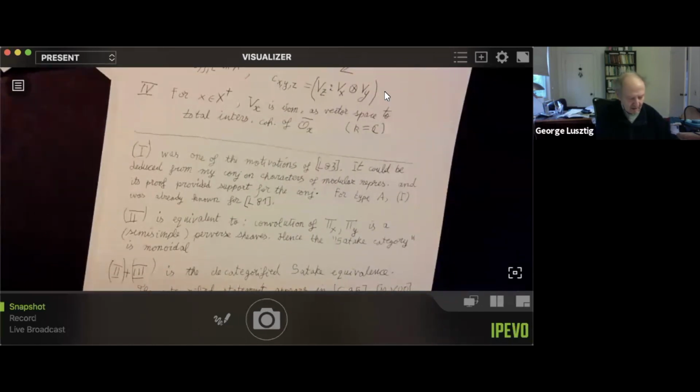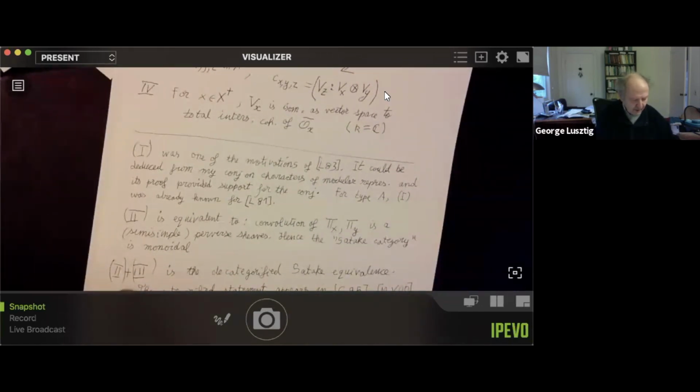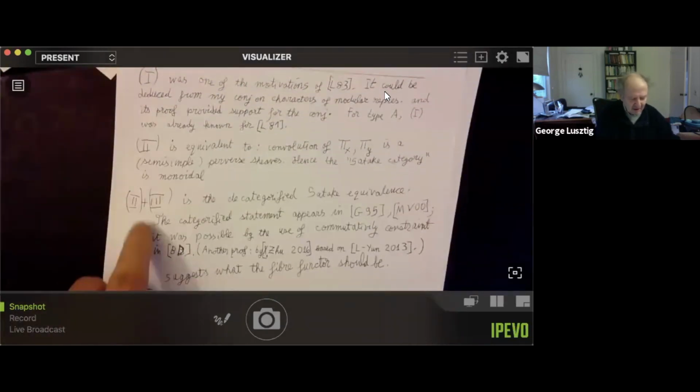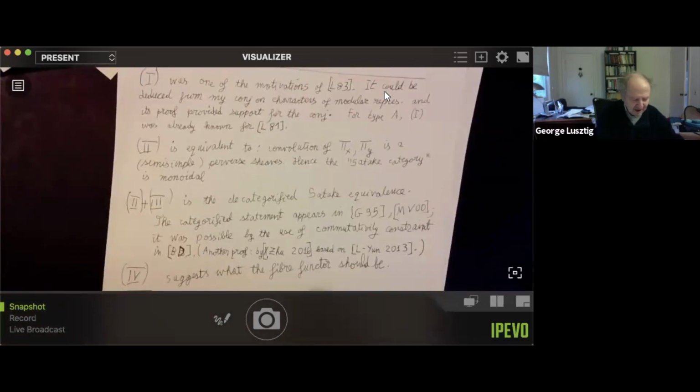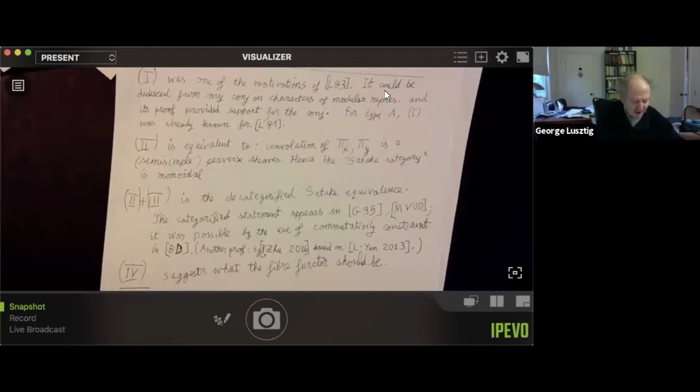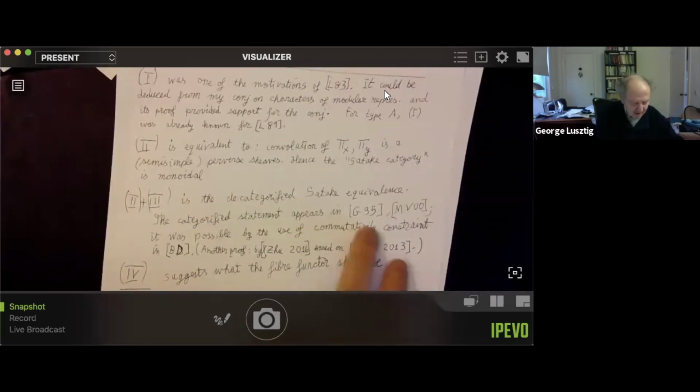Now, these 2 and 3 are basically the same as what the Satake equivalence is, but in the decategorified form. But the categorified statement is very important, and it's something which I was not able to prove. And it appeared in this paper which I mentioned before, Ginzburg and Mirković-Vilonen.